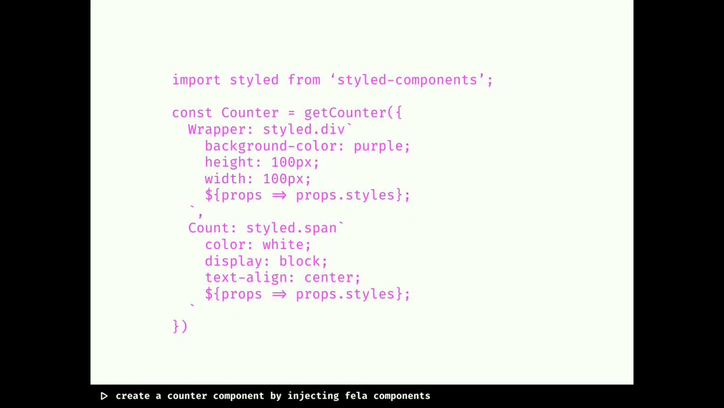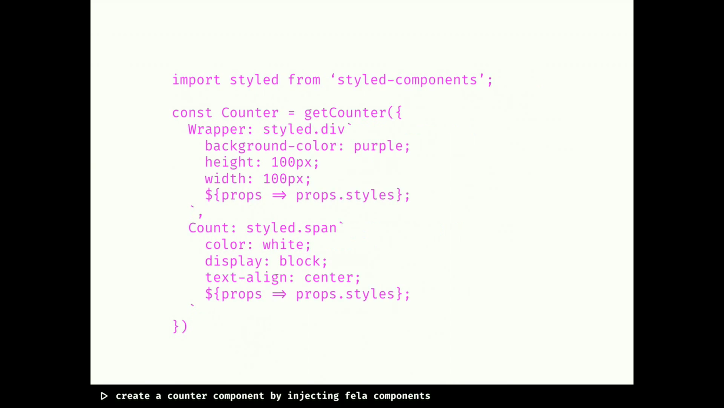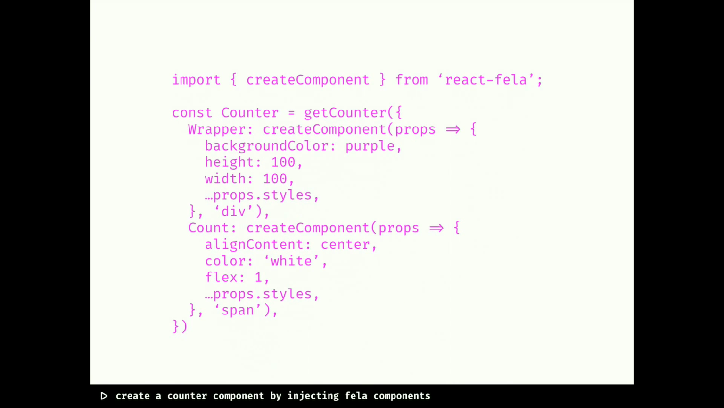And we are still interpolating those prop styles at the end. So the component that you produce is still customizable. But the cool thing is that you don't have to use styled components. This is an example with Fela. And it looks almost the same. But instead of using these template strings, we are using objects. And instead of interpolating those overrides, we are spreading the properties that we pass at the end of the object.